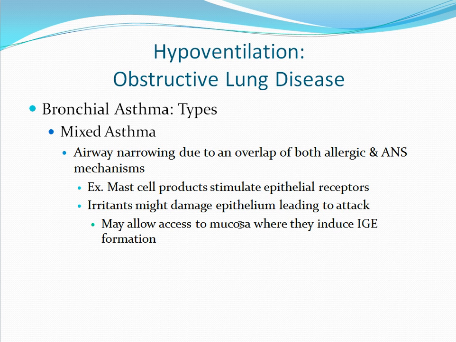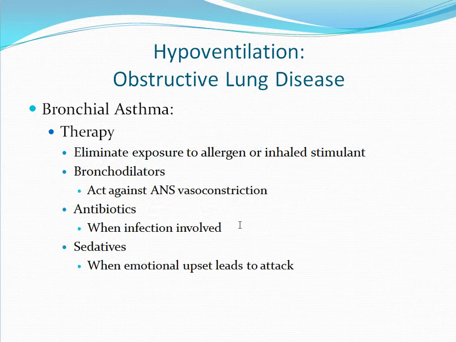Another type of asthma is mixed asthma. This is airway narrowing due to an overlap of both allergic and autonomic mechanisms. For example, the mast cell products could stimulate epithelial receptors, or the irritants might damage the epithelium, leading to an attack, and thus allowing access to the mucosa where they can induce IgE formation.